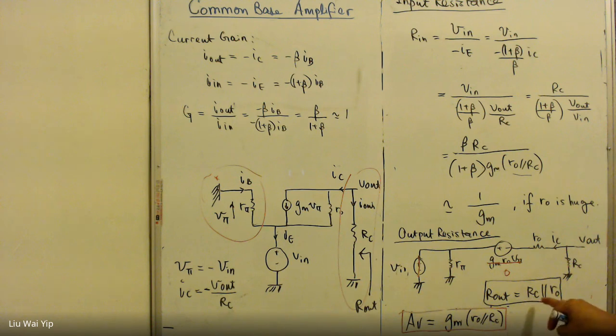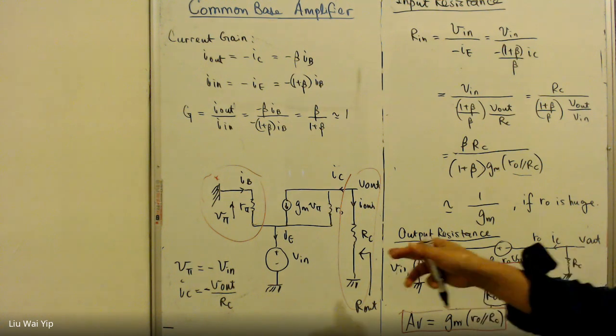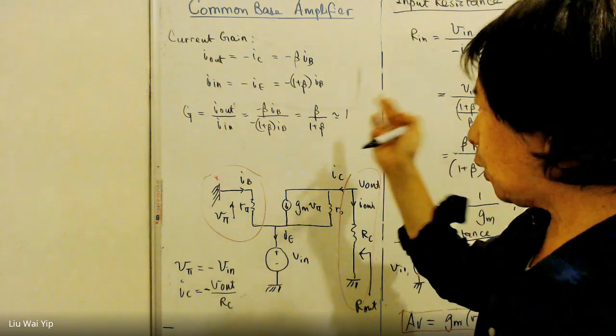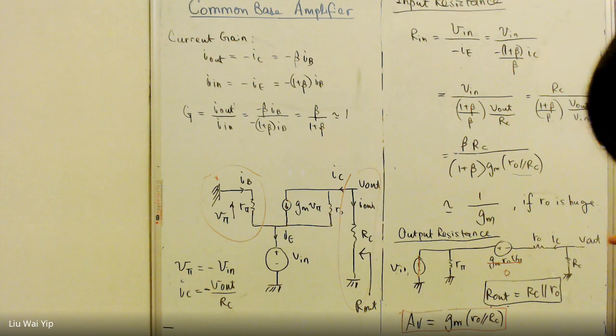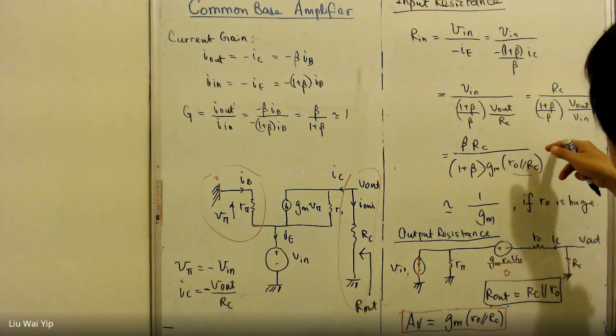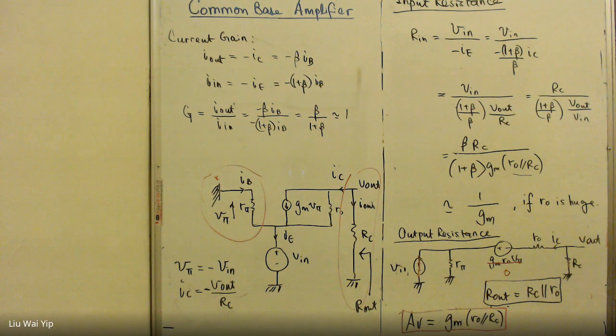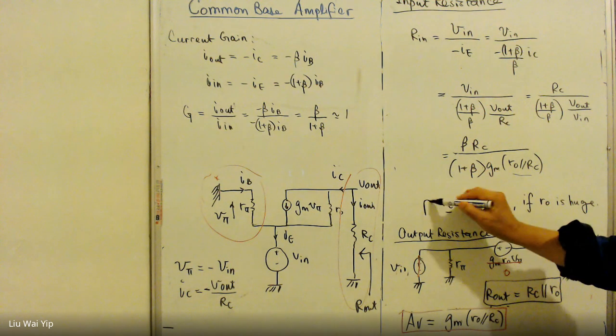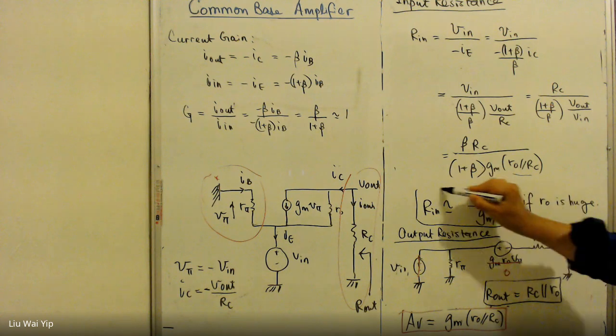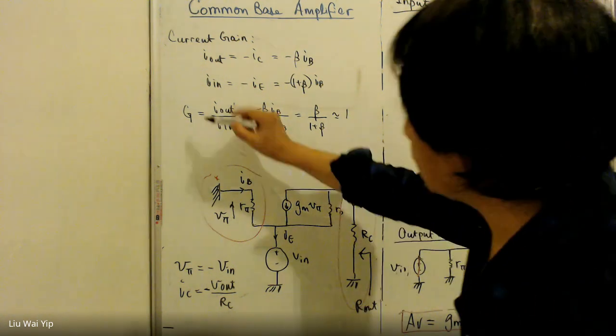So the output impedance can be high. The voltage gain is definitely high. There is no current gain because the current gain is almost 1. The input resistance is unfortunately very low, 1 divided by gm. That is probably a small number. So that's all. We have the voltage gain and the output resistance, and we also have the input resistance, and we have also derived the current gain.